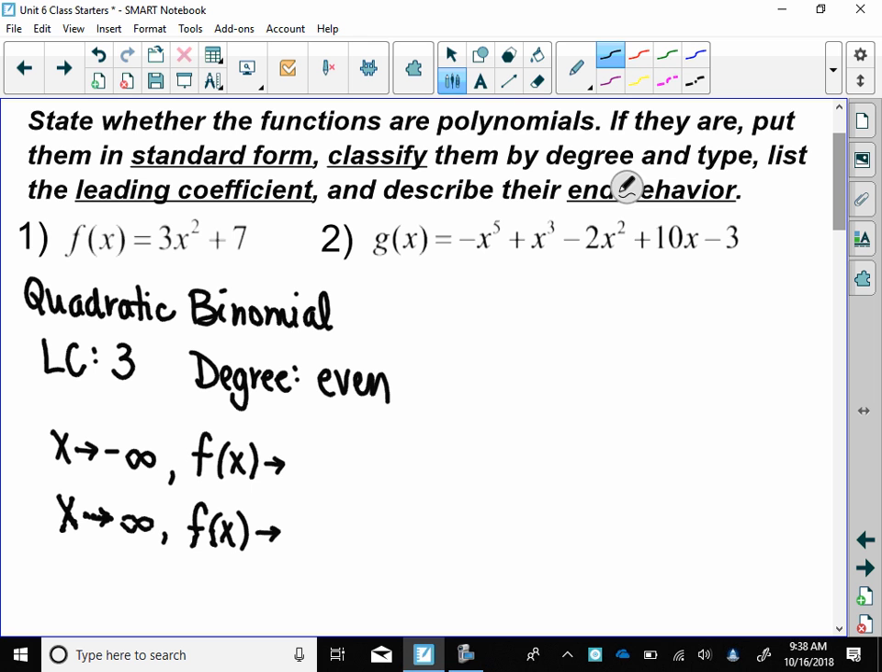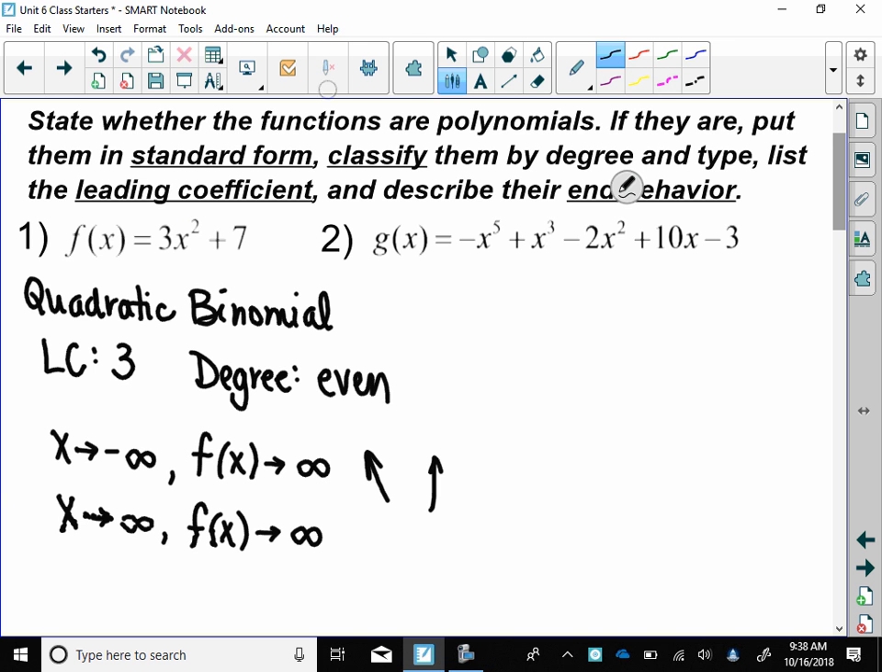So as x goes towards negative infinity, what's f of x approaching? And as x approaches positive infinity, f of x approaches. Good. Okay. So what that means for the end behavior is that in both directions, at the extremes, it's pointed upward. You don't have to. No, that's just kind of the visual for me. Everybody good on number 1?